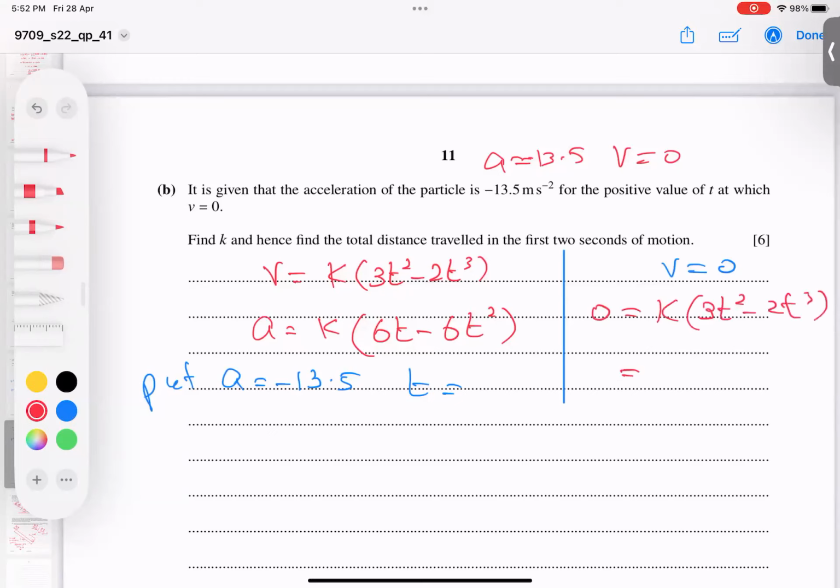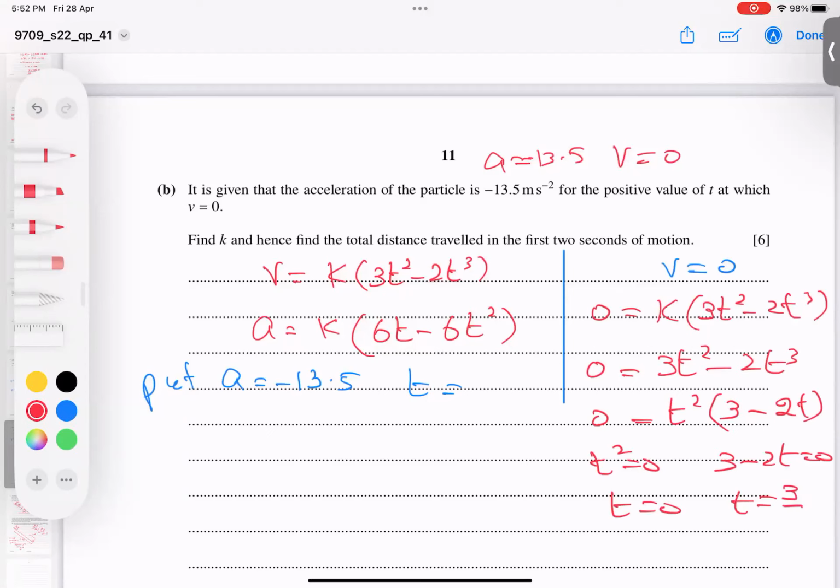I can take K out, and on the other side I have 0, so I get this. And t² is common, so I get 3 minus 2t. So t² = 0 is one option, or 3 minus 2t equal to 0 is the second option. t = 0, and t becomes 3 by 2. Now I got the time, so I will put in time 3 by 2. So this 3 by 2 comes from here. I hope you now have a clear picture.